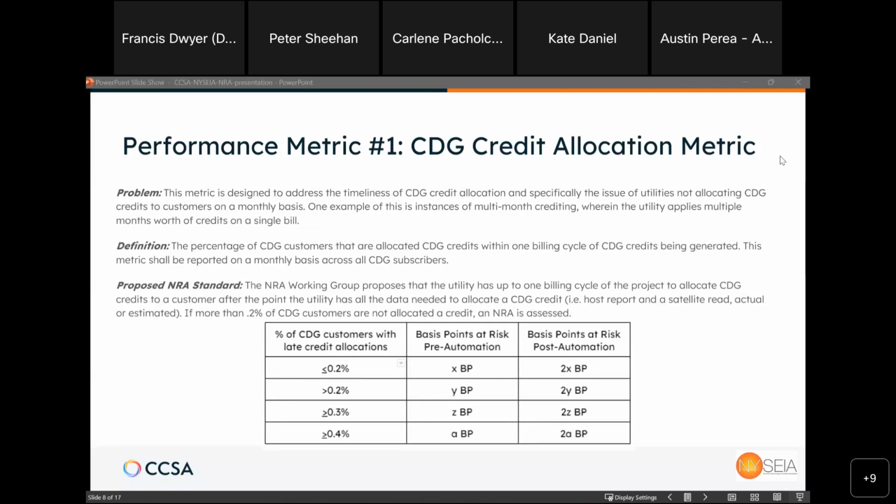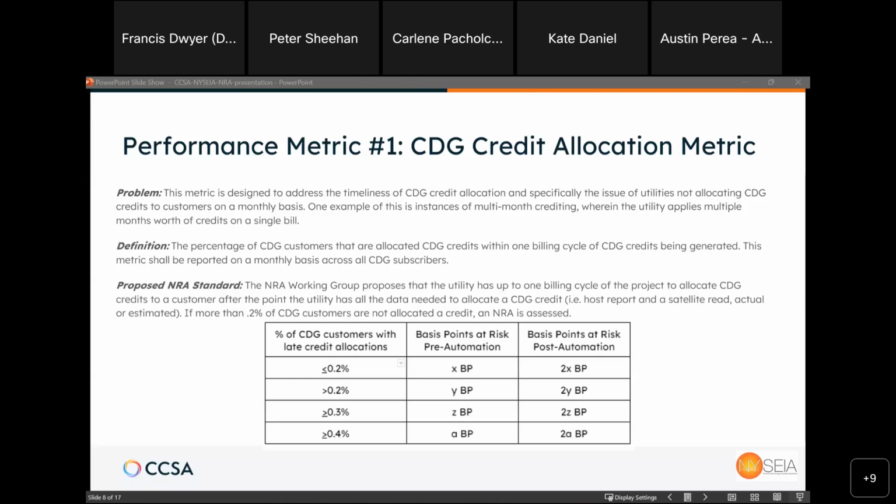I believe someone from DPS noted it earlier, but there's a lot of discussion about NRAs, but of course you can't have that until you have the data from the utilities and the attendant performance metrics that are linked to them. So these first two performance metrics, I would say, are probably the leading ones that we want to be focusing on because they address both the timeliness and accuracy of CDG credit allocation. So this first metric is really designed to address that first part, the timeliness of CDG credit allocation.